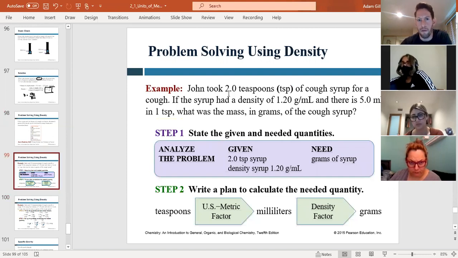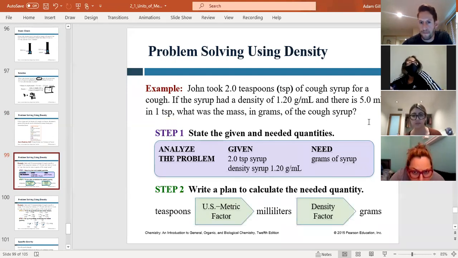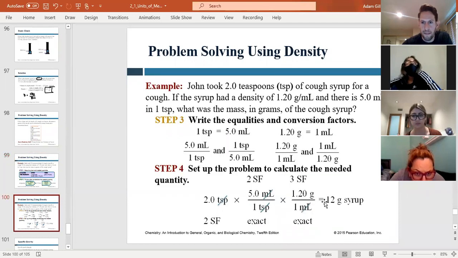Okay, here's a word problem. So John took 2 teaspoons of cough syrup. If the syrup has a density of 1.2 grams per milliliter, and there's 5 milliliters in 1 teaspoon, what was the mass in grams of the cough syrup? 60. No. Oh, because I didn't divide.